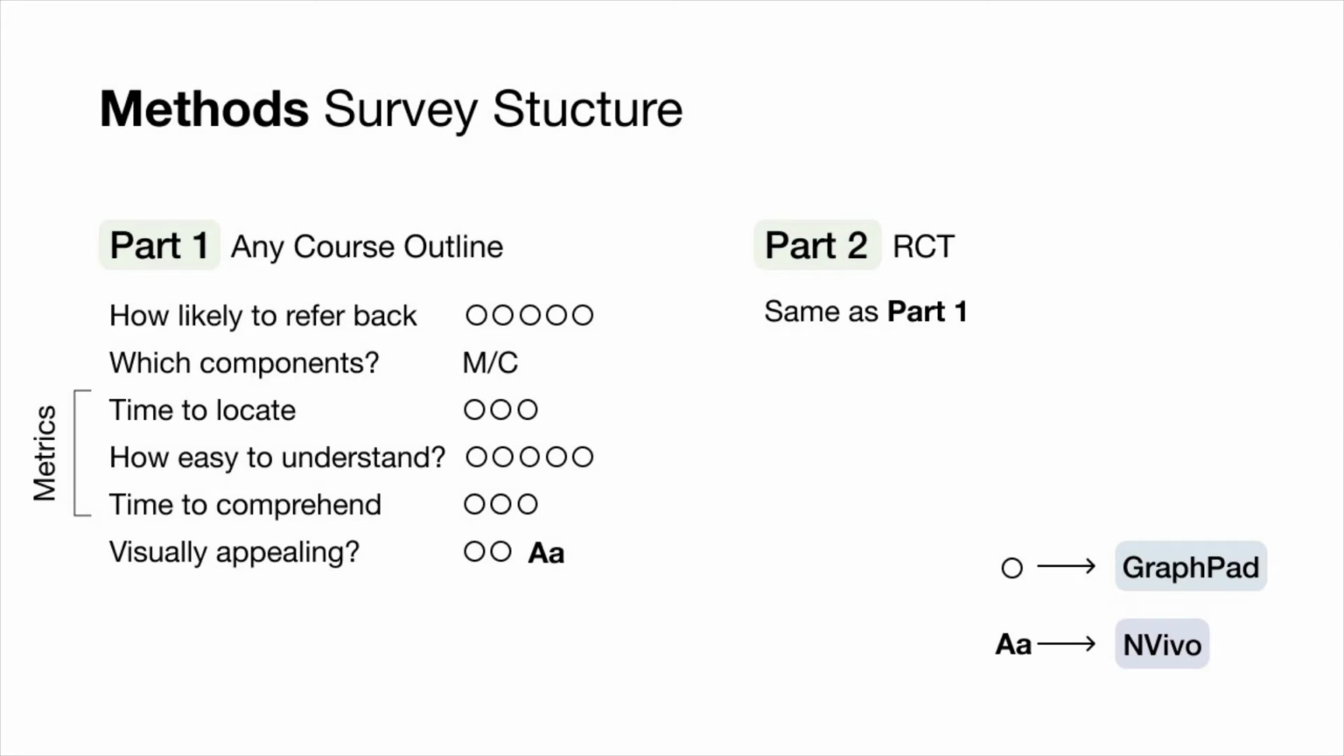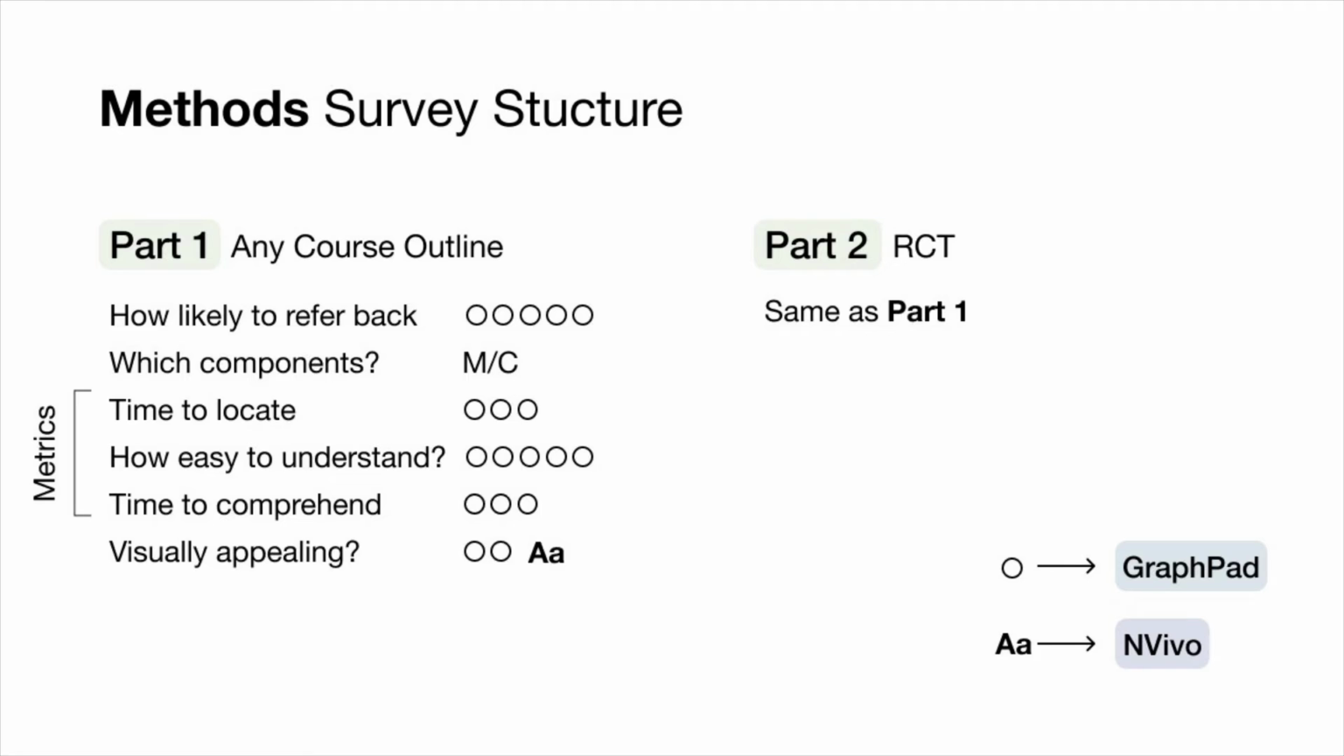So the survey can actually be broken down into two main parts. Part one, we've got any course outline. Here the participants were given an arbitrary standard course outline at McMaster, and they were asked how likely they were to refer back to that document, which components they were looking for, how fast it was to locate that component, how easy was that component to understand, how quickly was that component to understand, and whether the outline in its entirety was visually appealing or not. Anything denoted in the circle means that we used that many points of a Likert scale, multiple choice is MC, and anything in AA means that they were able to justify their answers using text.